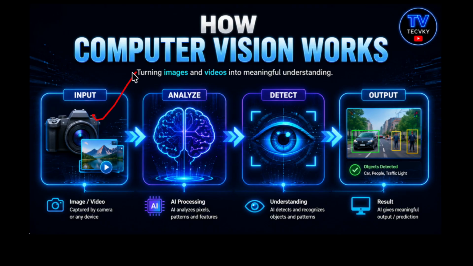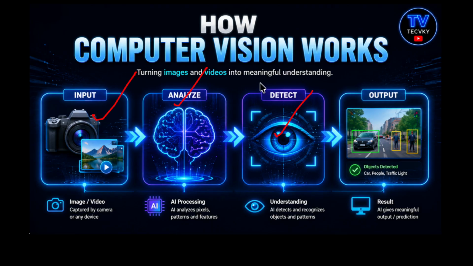Remember, a computer doesn't see an image the way humans do. It sees the image as millions of tiny pixels, where each pixel contains information about color and brightness. Computer vision algorithms analyze these pixels and look for patterns within the image. They identify features such as edges, shapes, textures, colors, and movements. As the AI processes more information, it starts recognizing objects and understanding what is present in the image.